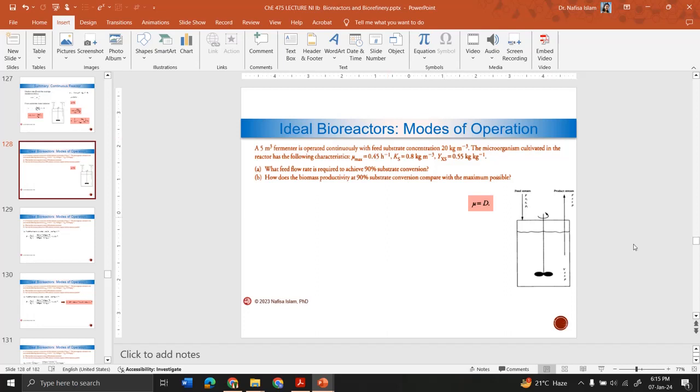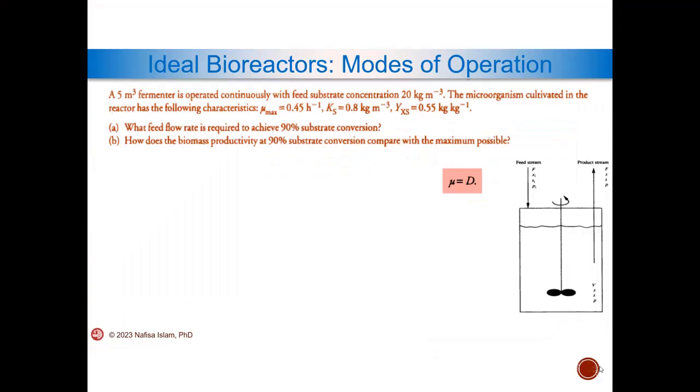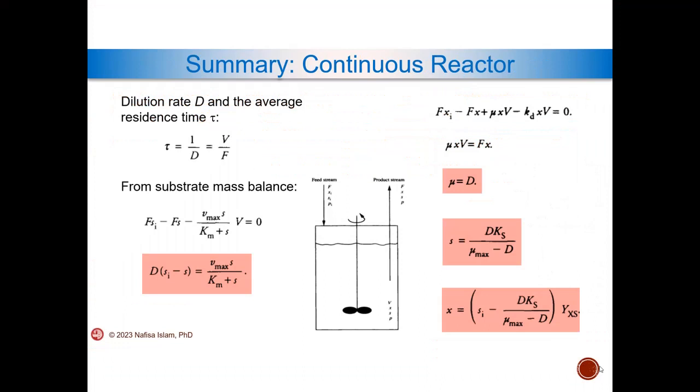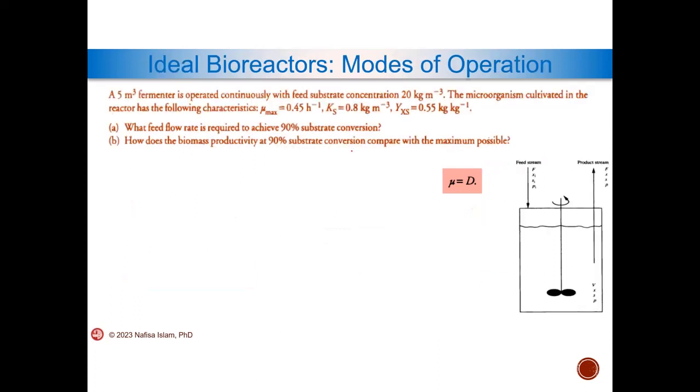Let's look at some math regarding the CSTR, continuous reactor systems. So just to recap, this is the basic mass balance, and this is when you have the Michaelis-Menten consideration, and this is when you have biomass consideration, in terms of substrate and in terms of biomass. So let's look at this first math.